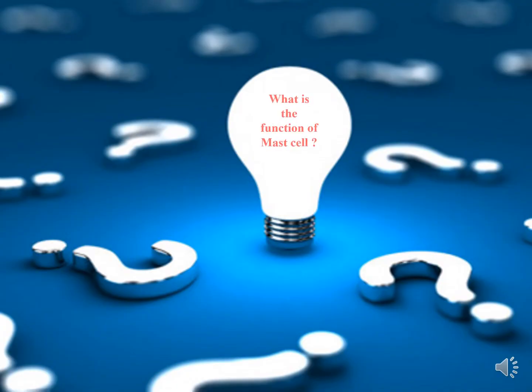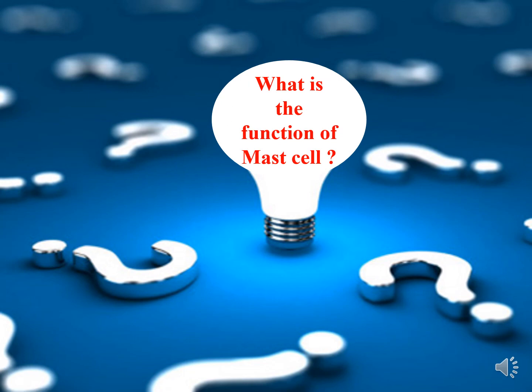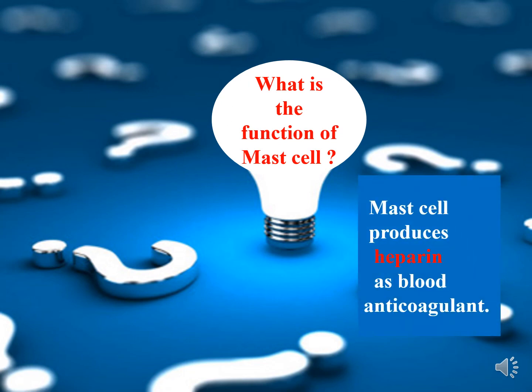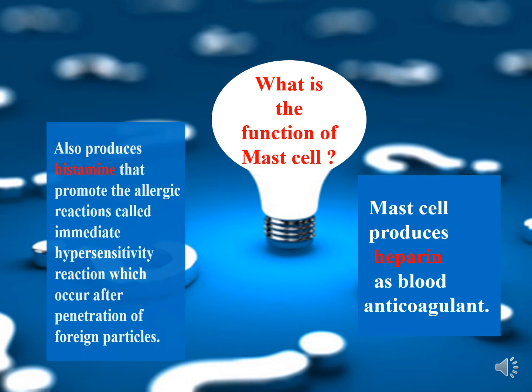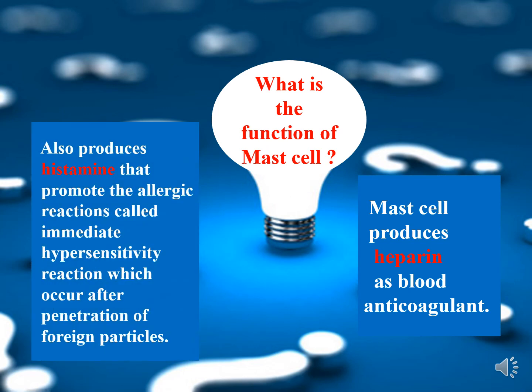What is the function of mast cells? Mast cells produce heparin as a blood anticoagulant, a substance that prevents blood clotting. They also produce histamine that promotes the allergic reaction called immediate hypersensitivity reaction, which occurs after penetration of any foreign particle.